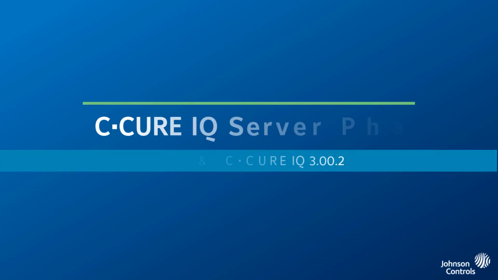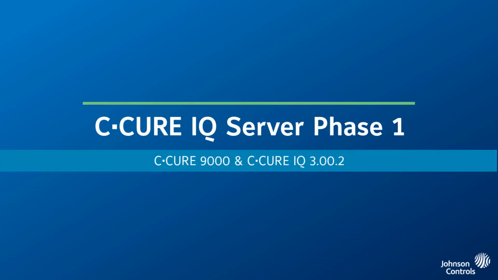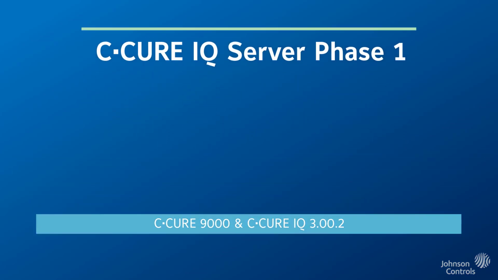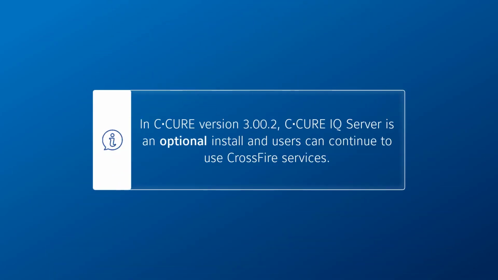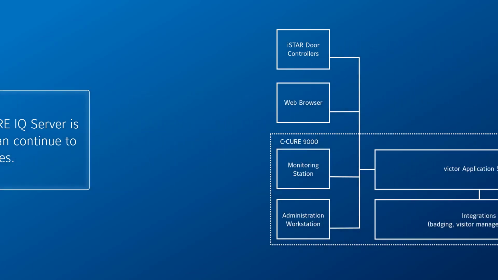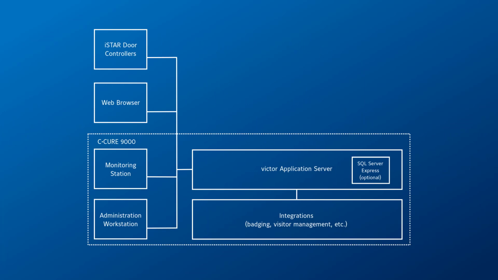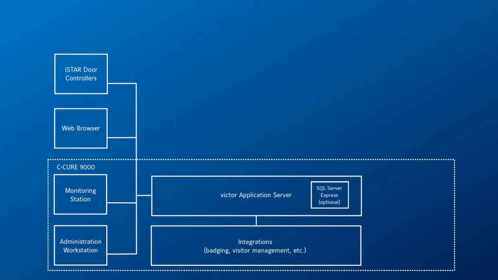Secure IQ Server Phase 1 has been introduced in Secure version 3002. In Secure version 3002, Secure IQ Server is an optional install and users can continue to use Crossfire services. In previous releases, Secure 9000 was built as a client-server architecture with functionality similar to a monolithic application.